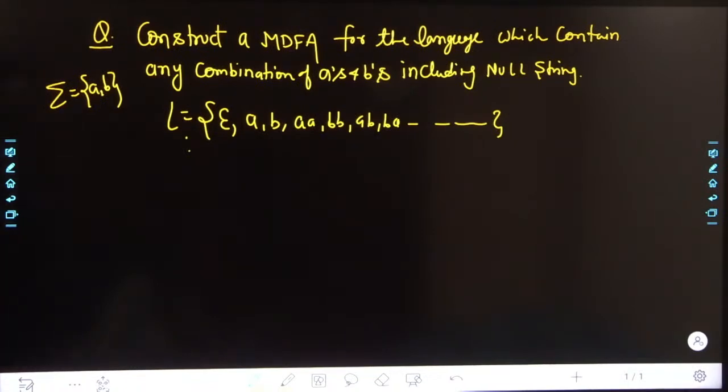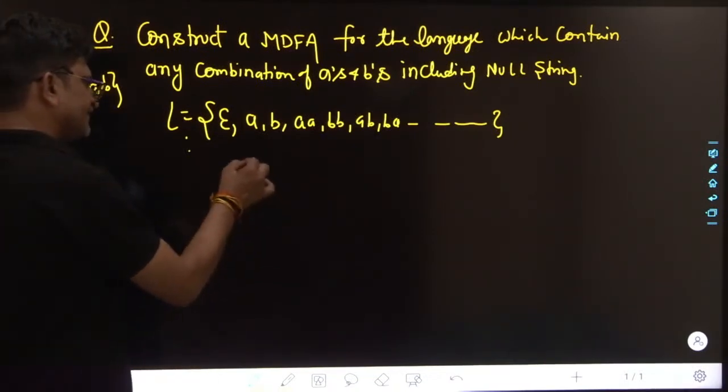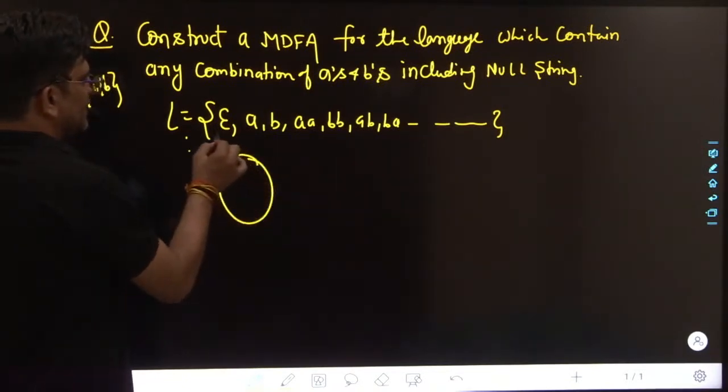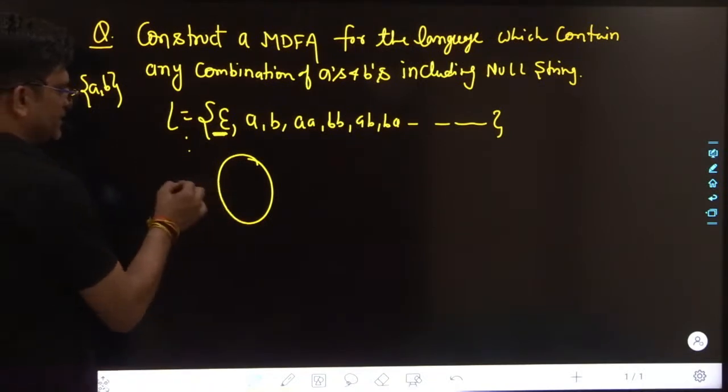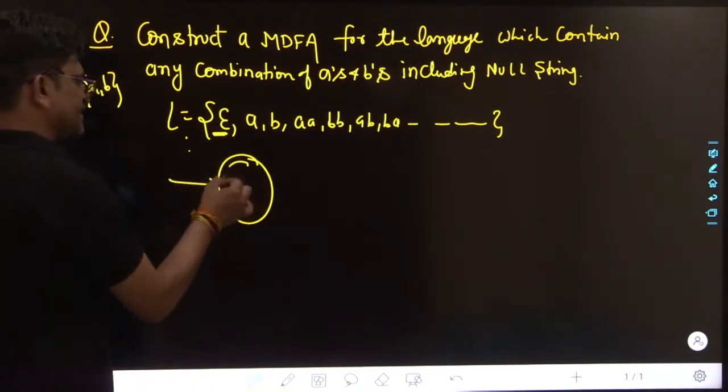So listen carefully, my dear friends. Whenever the language contains epsilon, then always the initial state is final.